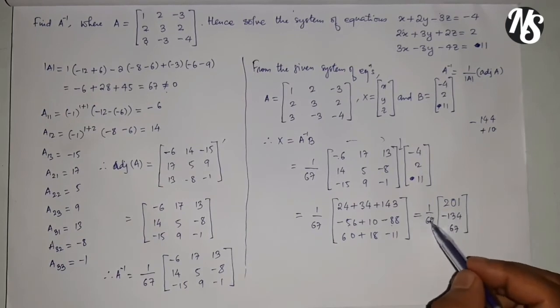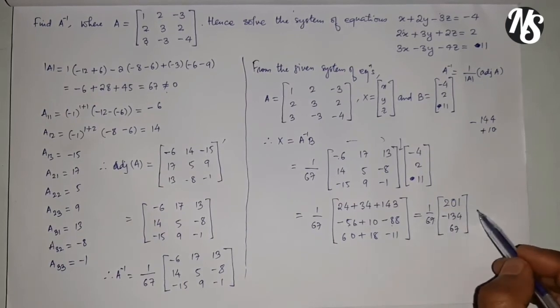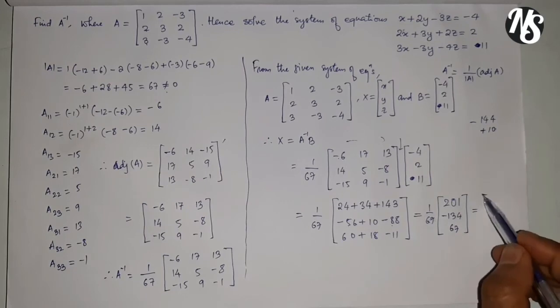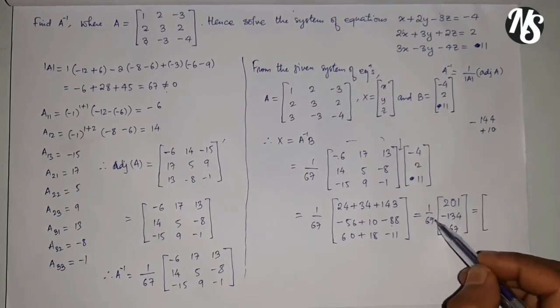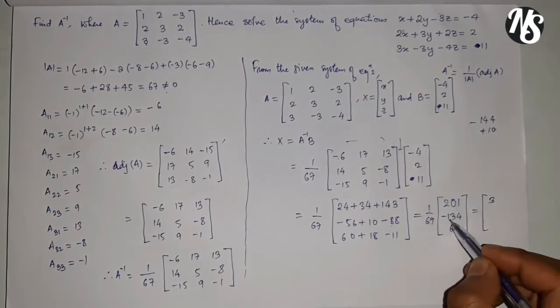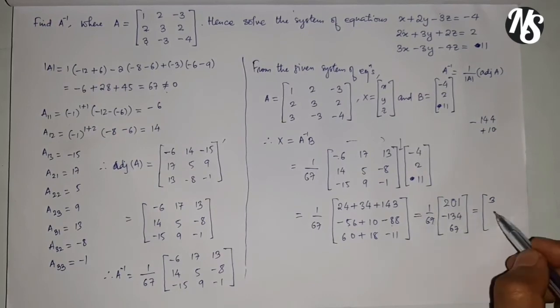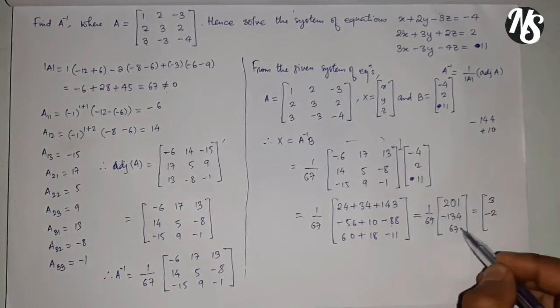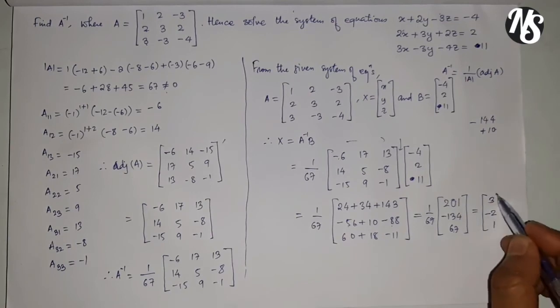Now if you take this 1 by 67 inside, you get 201 by 67. Now when you divide 201 by 67, you get 3. Similarly, divide 134 by 67, you get 2. So that's why it becomes minus 2. 67 by 67 is nothing but 1.